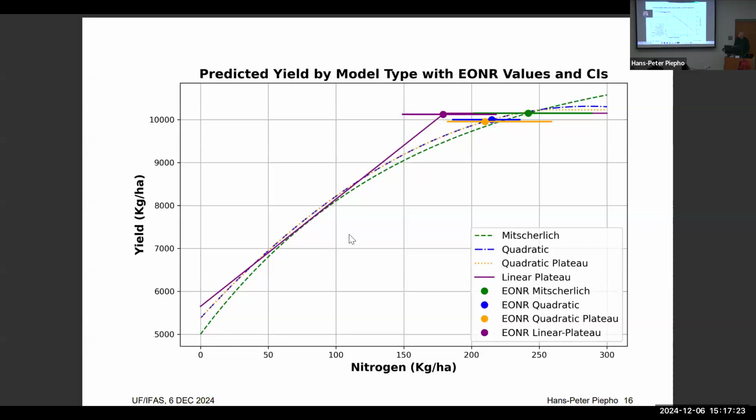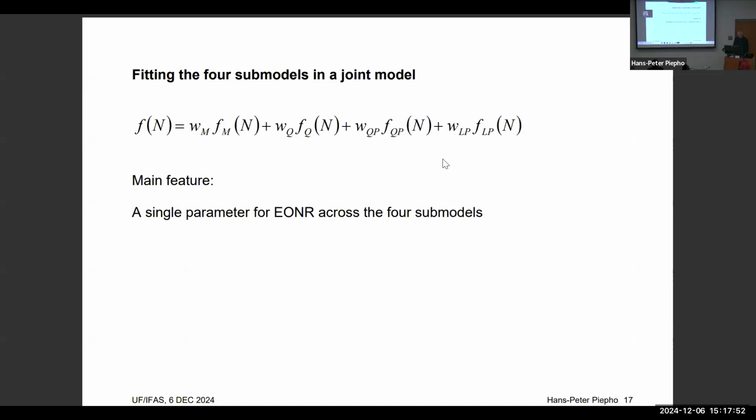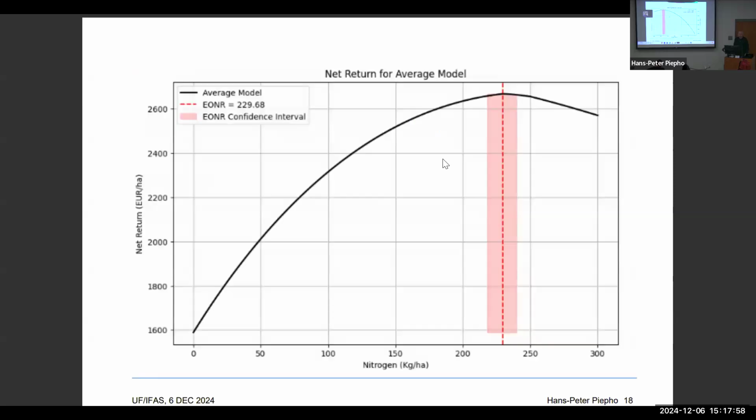So here are the individual fits, just visualized again, where you have the Bayesian confidence intervals around the point estimates of economic optimum rate. And you see visually as well that they are in slightly different places. Got the linear plateau and so forth, the Mitscherlich, the quadratic plateau. Now, if you fit them as a combined model, in the end, you have a single function. And for that data set, this is what it looks like.